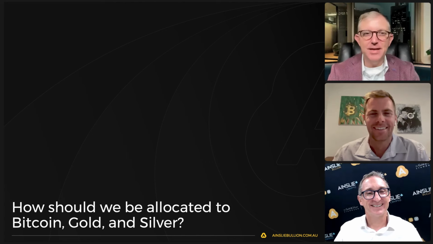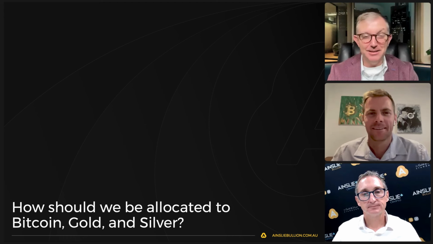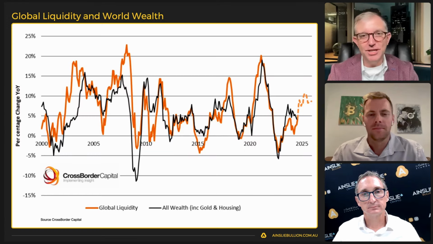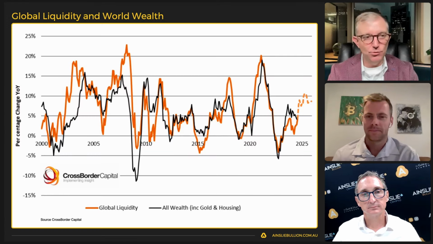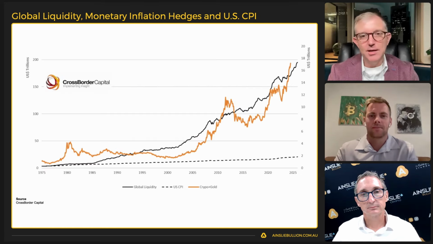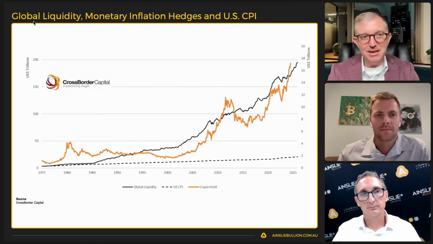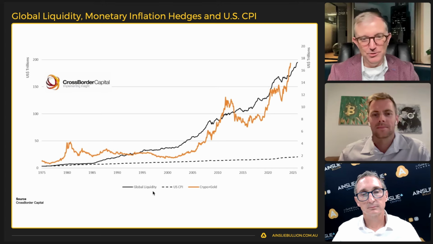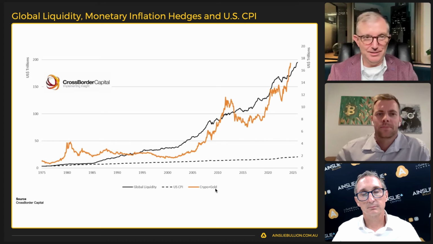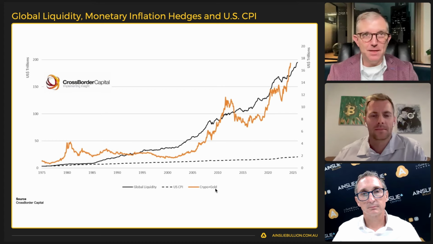So, pulling all this together, how should we be allocated to Bitcoin, gold, silver? A lot has happened this month. That's how I started off at the beginning of this, saying it really has been a massive month for all of these things. But let's step through our logic of why we're specifically looking at Bitcoin, gold, and silver. We know global liquidity is tied very closely to world wealth. You can see that correlation very clearly. We've talked about it a number of times. We know that some things keep up, particularly gold, silver, crypto, monetary inflation hedges, things that we refer to as being able to keep pace with that inflation that occurs.